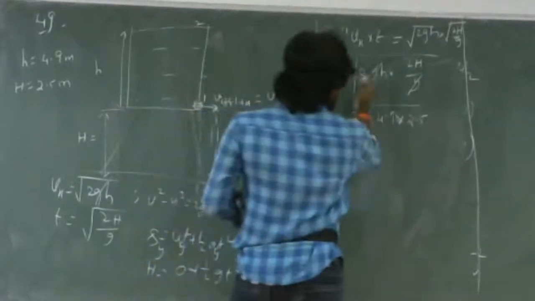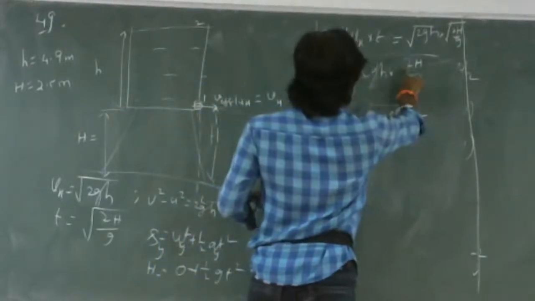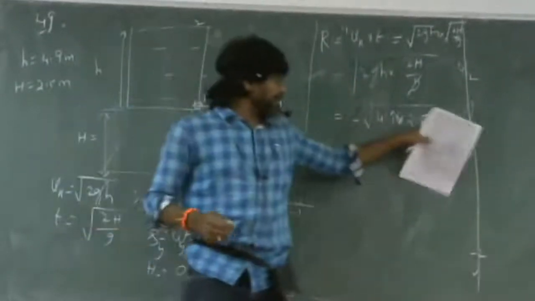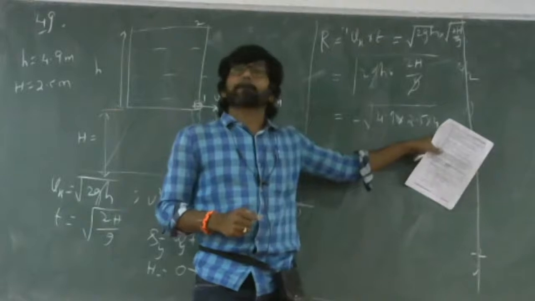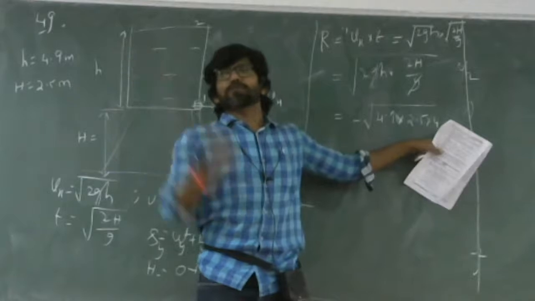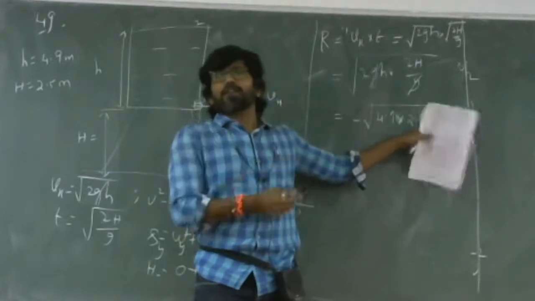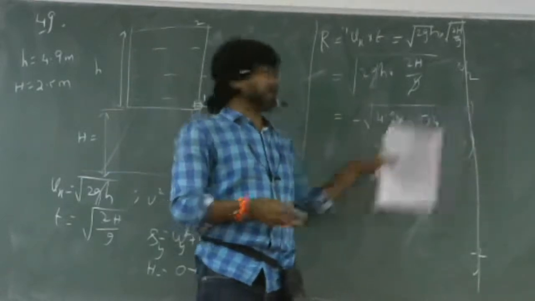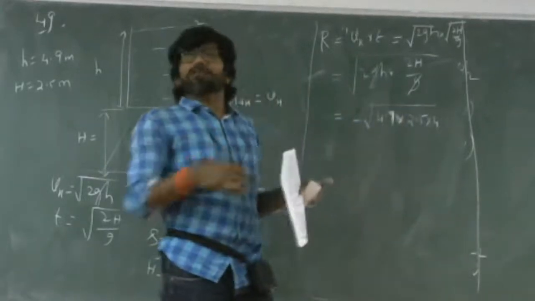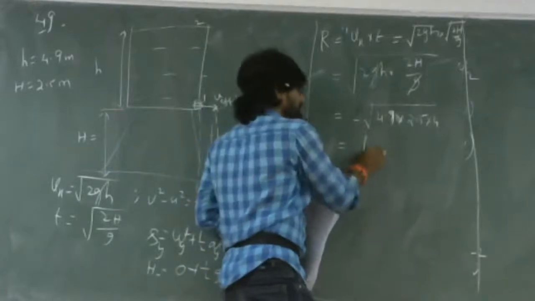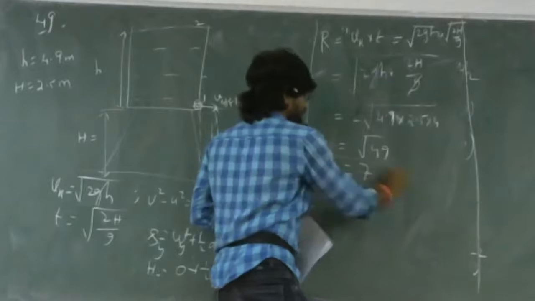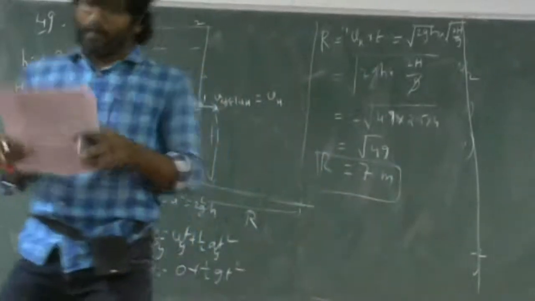Or you can keep this 4 inside. So 2.5 into 4 is how much? 2.5 into 2 is 5, so into 4 is 10. So 4.9 into 10 is 49. So square root of 49 is 7. What is this? R is equal to 7 meter. Is it clear? That's it.